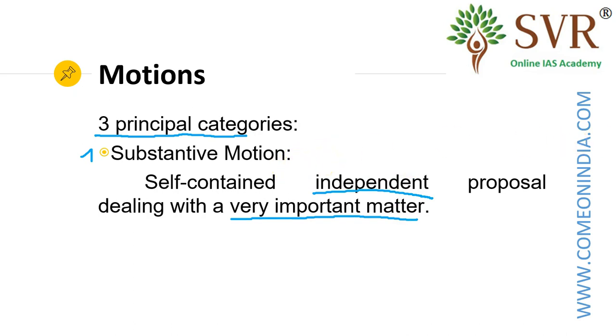Every detail regarding the motion is self-contained in the single passage of the motion. And you also have to note down that this substantive motion is passed only for very important matters. Very important matters in the sense of matters like impeachment of the President of India or removal of the Chief Election Commissioner. Likewise, for various important matters, the substantive motion is brought to the House.